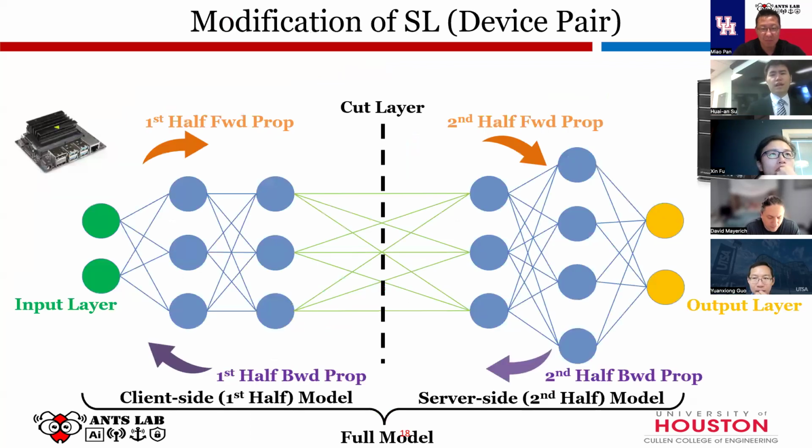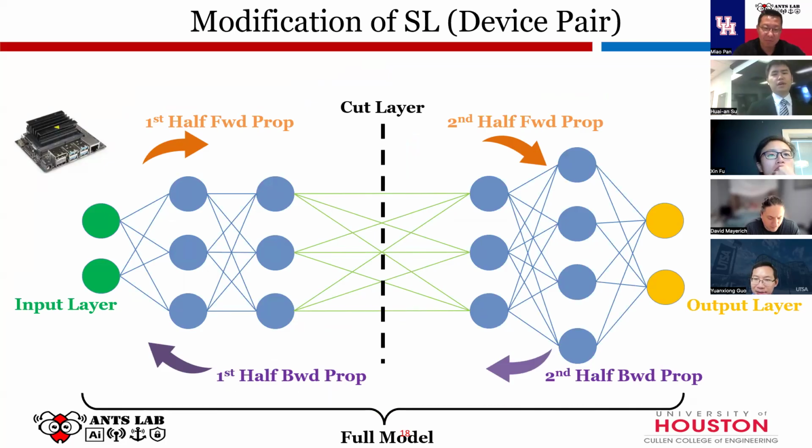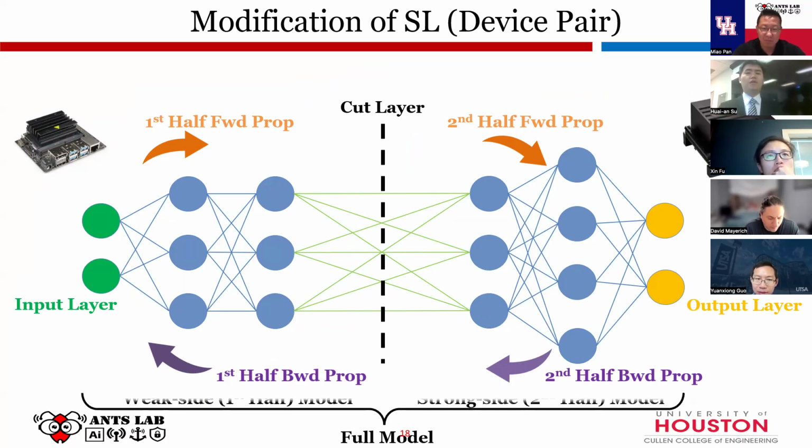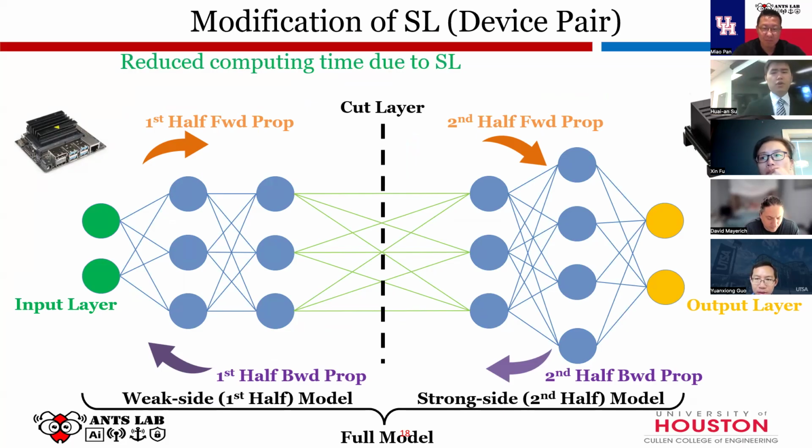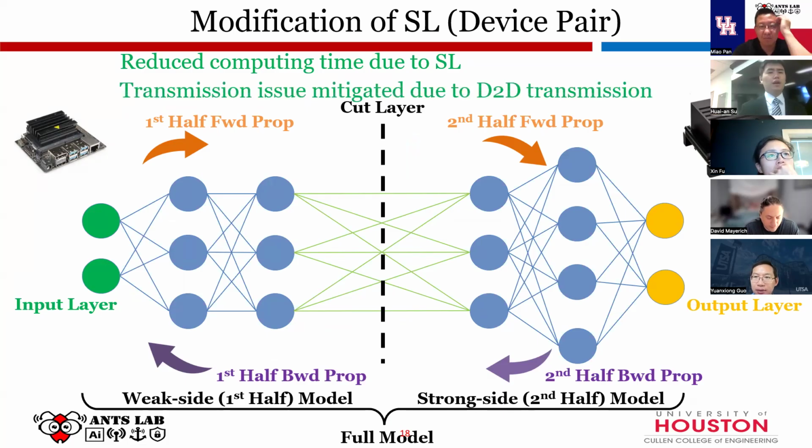So with that said, now we can replace the server side of the split learning with a faster device side. And now the names are changed to the weak side model and the strong side model. So what is the benefit for us? It not only reduces the computing time due to the split learning, it also mitigates the transmission issue due to the new D2D transmission we applied between those devices.